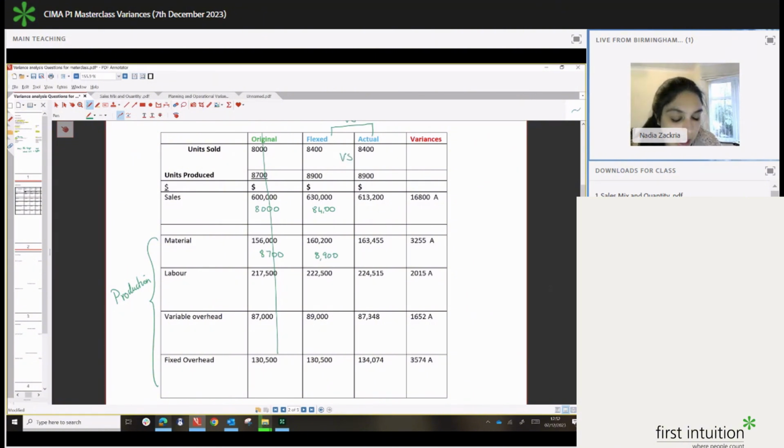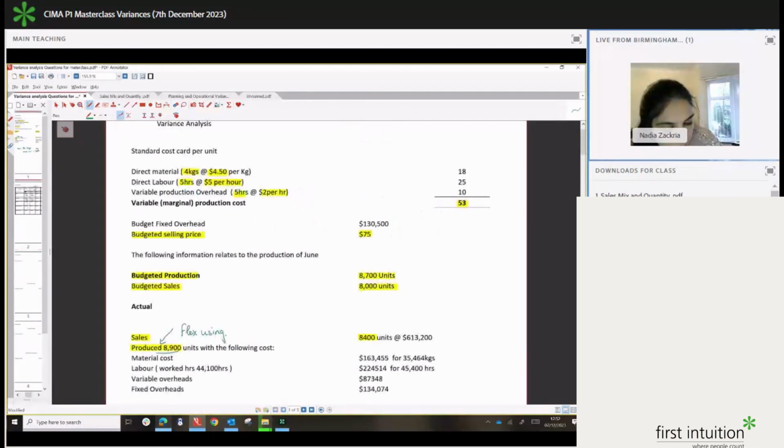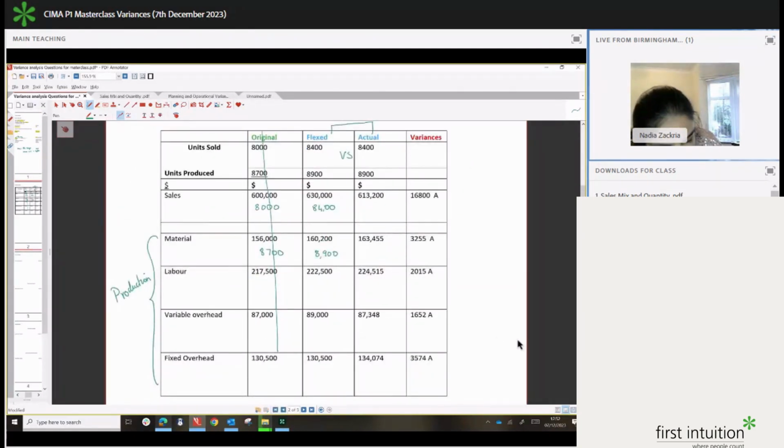Let's take material for example. 8,900 units. Each unit is $18. So here, how you're going to flex that is 8,900 into $18. Your actual will always be from the question. Okay, unless given specifically to work out, your actuals is always given to you in your question.